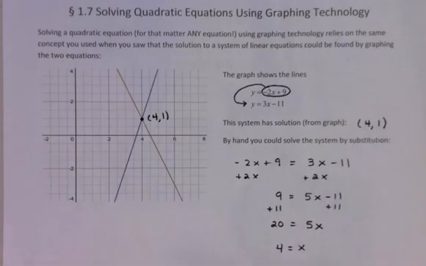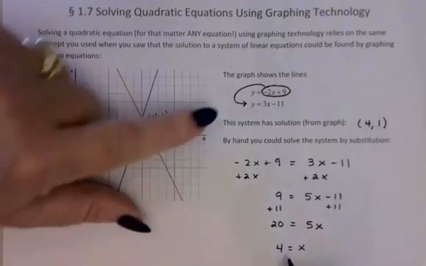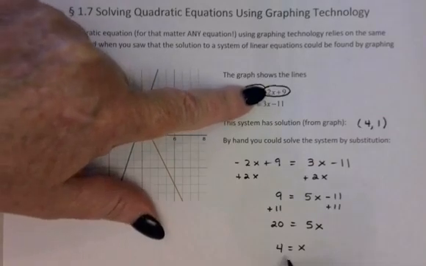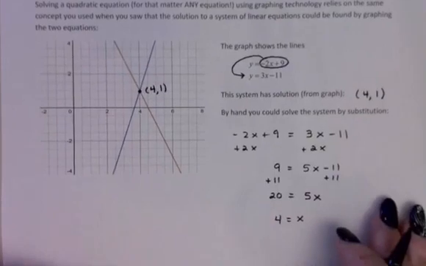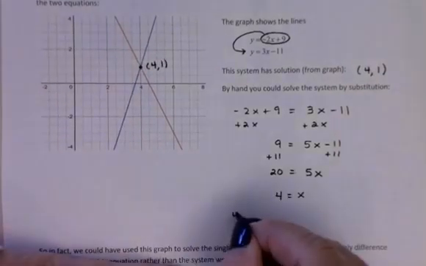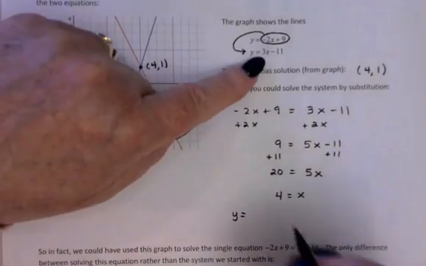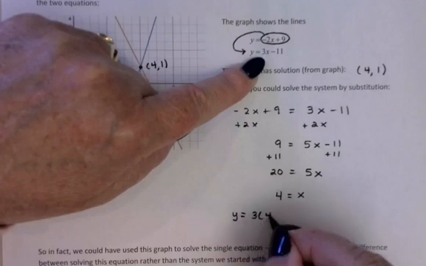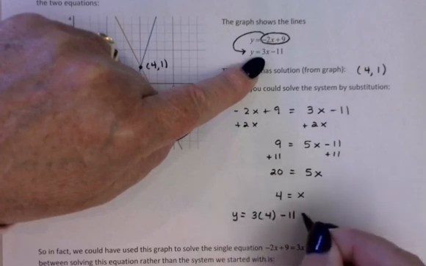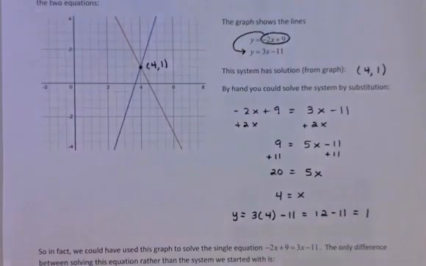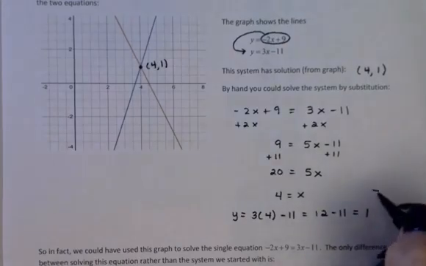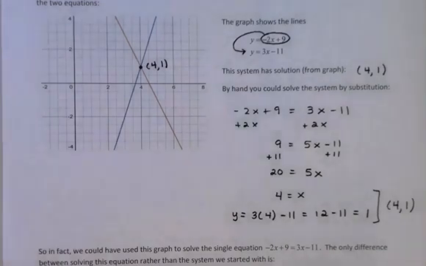And then we could just go back and take that x equal 4 and plug it in for the x in either of our original two equations to figure out the y. I'll just go ahead and use this bottom one. 3 times 4 minus 11 would be 12 minus 11, or 1. And there we go. X is 4, y is 1. Same solution we saw in the graph, of course.